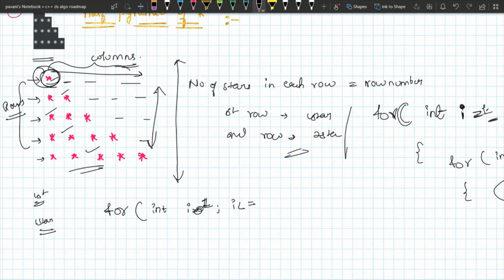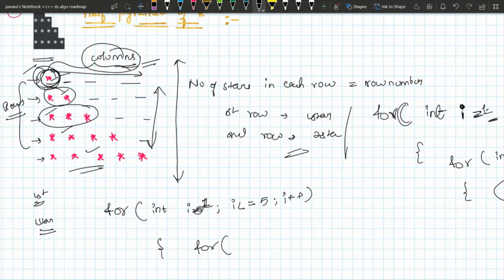i less than or equal to 5, i plus plus. Now in each row, how many times is the j loop iterated, that is, how many times are the columns repeated? In the first row, for the value i equal to 1, only one star is printed, which means the loop is iterated only once. In the second row, the loop is iterated twice. In the third row, the loop is iterated thrice.